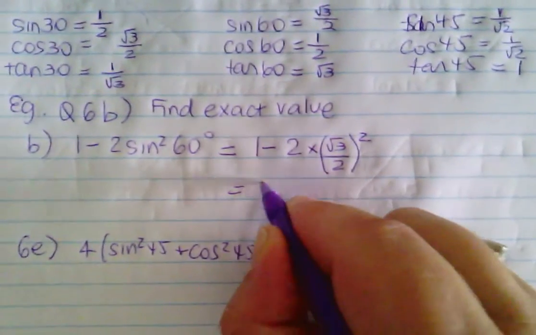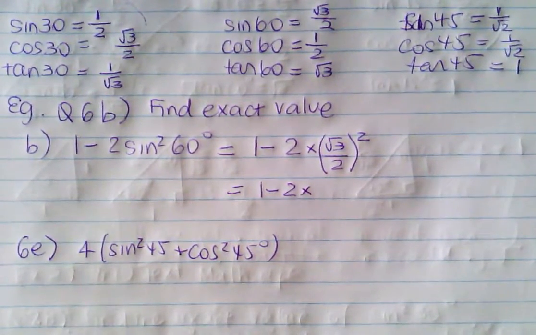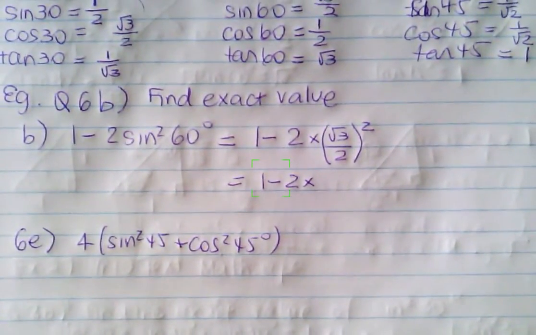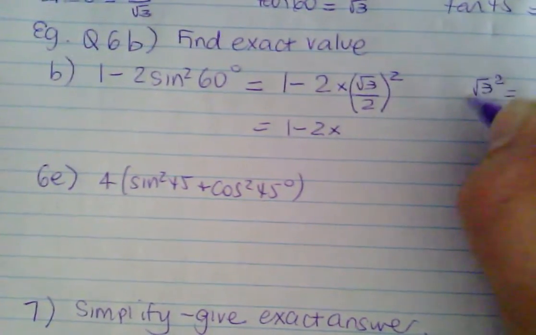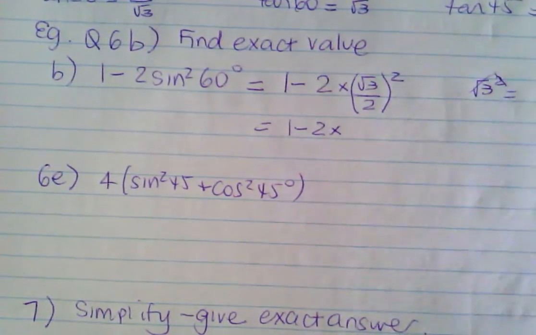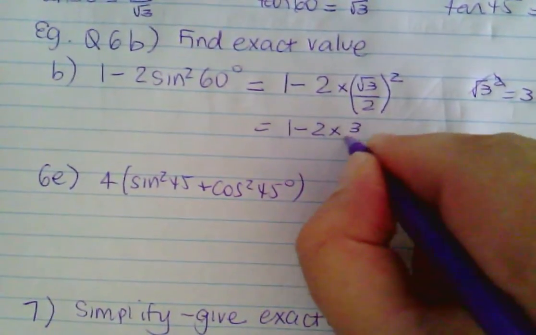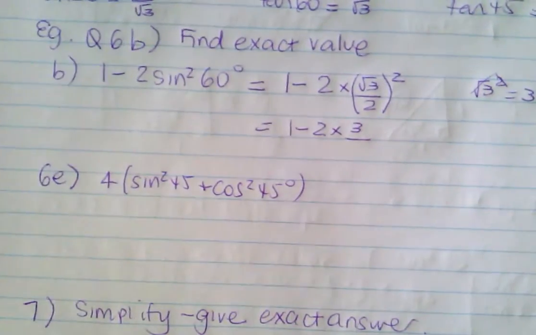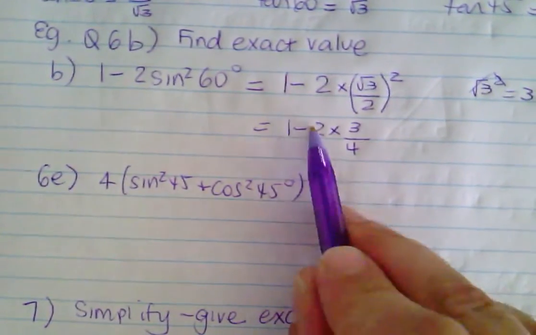So this is 1 minus 2 times root 3 over 2, squared. You can do it on your calculator if you want. You get 3 because you don't actually have to know what root 3 is, girls. Here, square root of 3 squared, square root and squared are inverse operations. That just equals 3. So square root of 3 squared is 3. 2 squared is 4. Now, this is 1 minus 2 times 3/4.